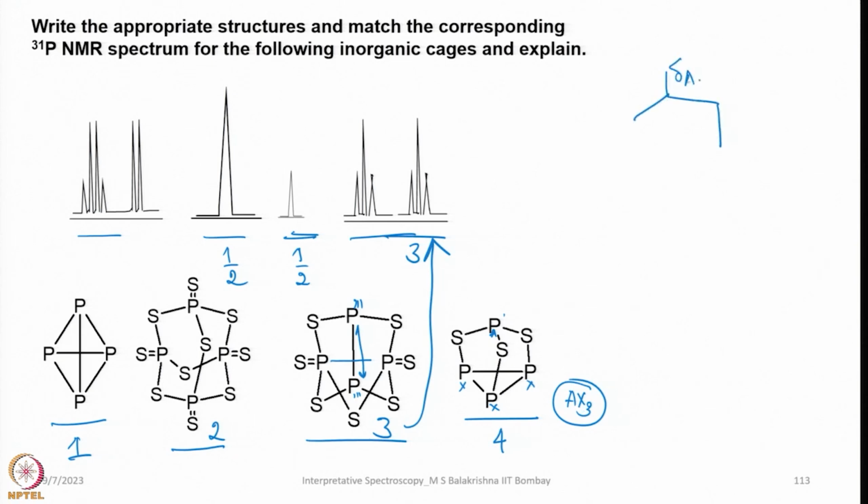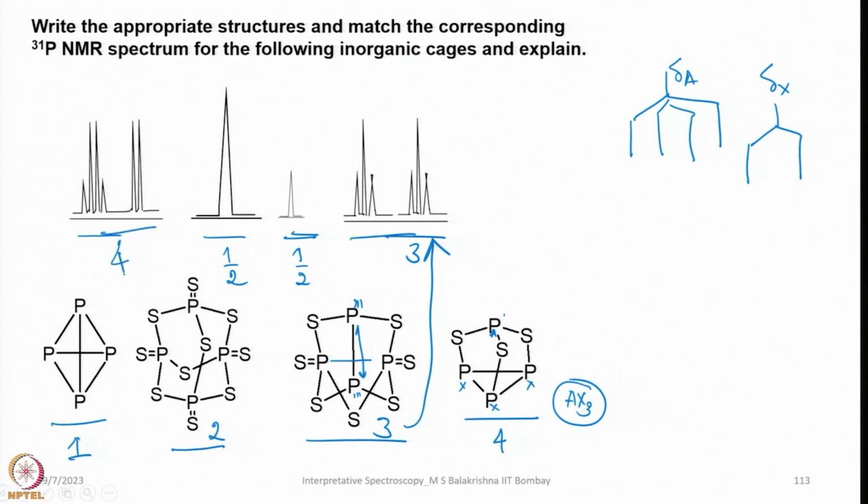Delta A, if you look into it, would be something like this quartet, and if we look into delta X, this will be a doublet. So these 3 are identical, they split with A to give a doublet, and then A will be split by 3 X to give a quartet. So this is for 4.